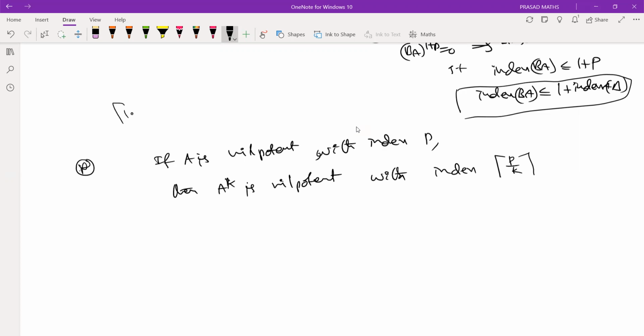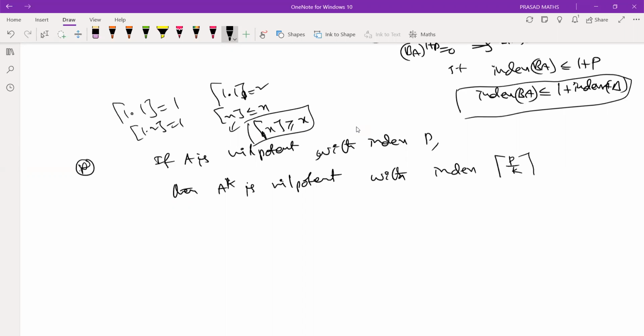See, what is the greatest integer? 1.1 is nothing but 1. 1.2 is nothing but 1. This is the greatest integer. What is the ceiling function? The ceiling of 1.1 is 2. Understand? The greatest integer function is the greatest integer which is less than or equal to x. The ceiling function is the smallest integer bigger than or equal to x. Both are different, you know. Ceiling function of P by K. The question is, if A is nilpotent, integral powers of A are always nilpotent with index P by K.